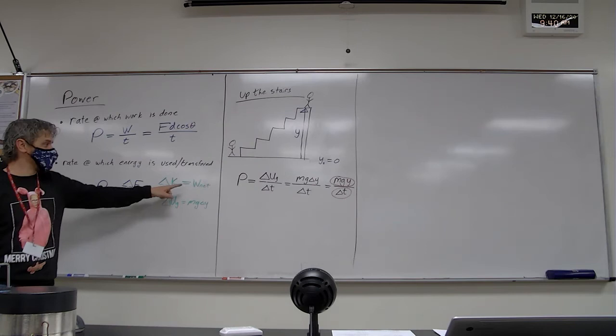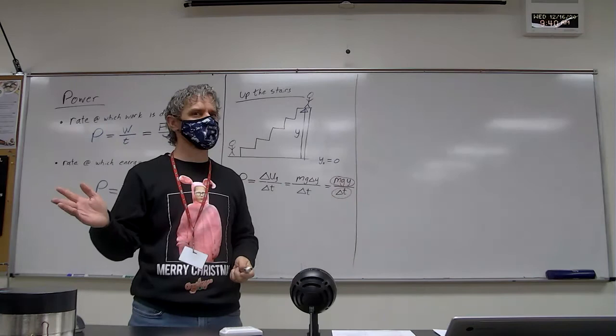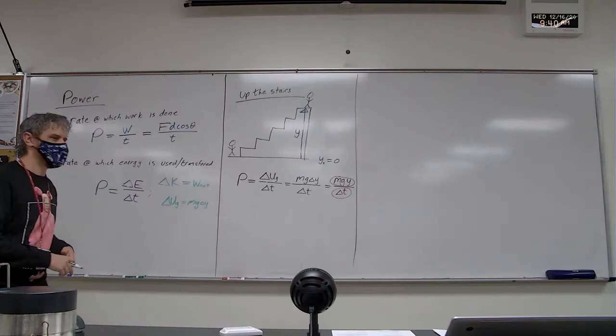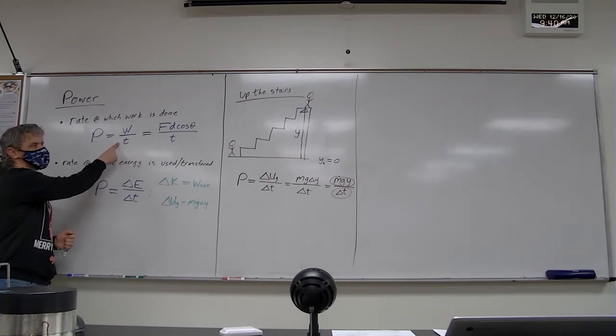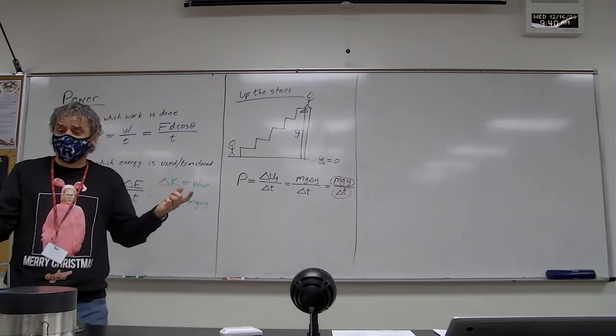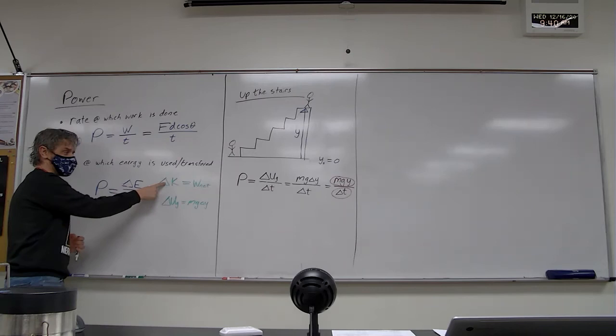Realize that if you use the change in kinetic energy, it implies that you're talking about the net work. I get multiple forces doing work. Each one has its own power output, right? So if I want to know the power output for one of the forces, then I would say the work done by one of the forces divided by the time. But if I want the power output based on the change in kinetic energy, then I'm determining the net power, because I'm talking about the net work being done.